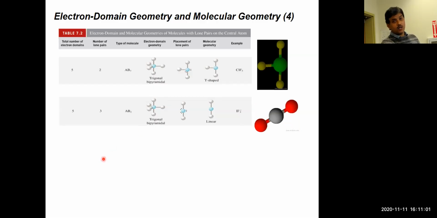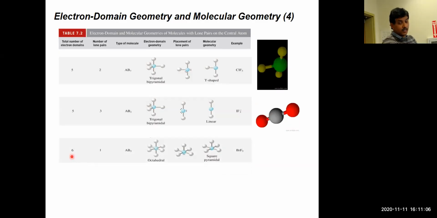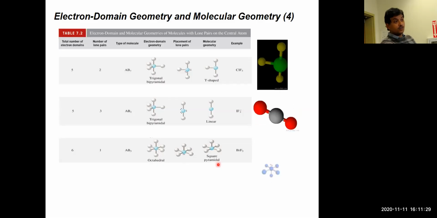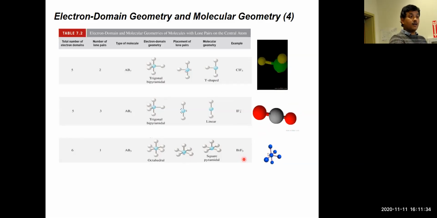All right. We have 2 more examples. They are based on 6 electron domains. So when you have 6 electron domains, but 1 lone pair, because of the 6 electron domains, you have the actual shape of octahedral for an AB5 molecule. If you replace one of the bonds to place a lone pair, we'll have this shape, which leads us to the molecular geometry of square pyramidal. Square pyramidal is found in a molecule called BrF5. BrF5 has a square pyramidal shape. You have a square and 1 bond coming out at the top.